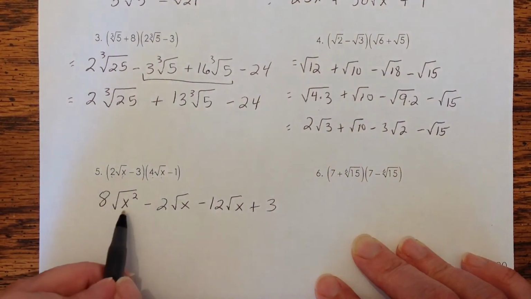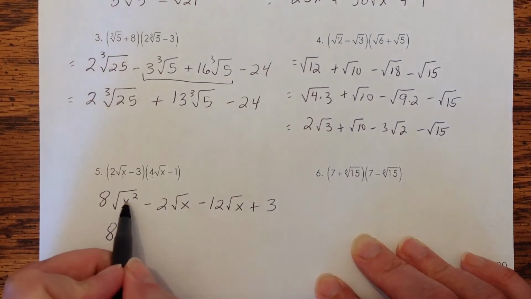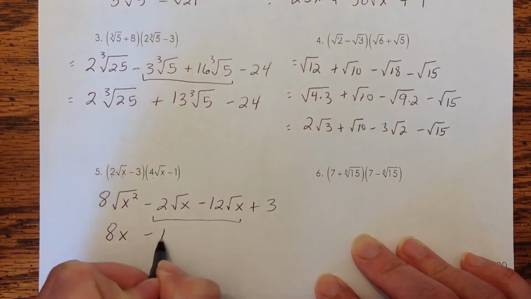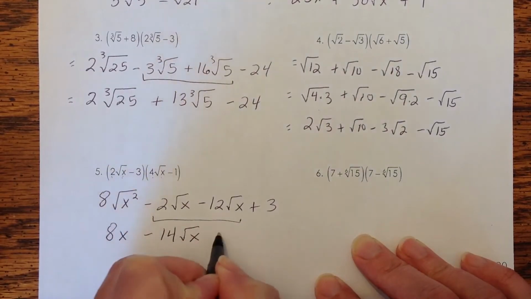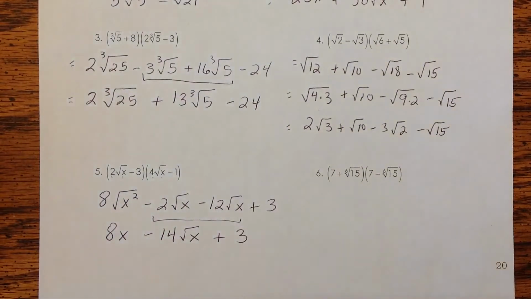Right here, this needs to be simplified to x, so we get 8x. That's because 2 goes into itself once. These are like terms, so we get minus 14 square roots of x plus 3. To finish 6, we FOIL one more time.